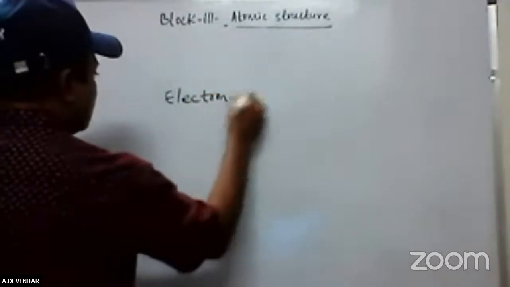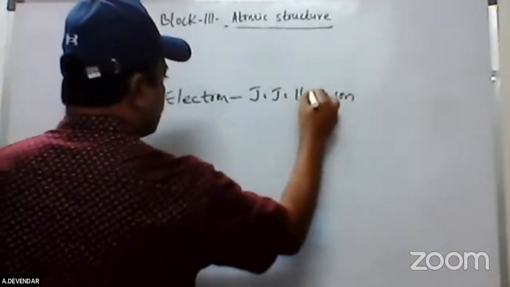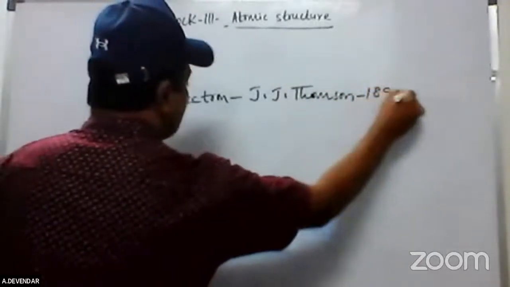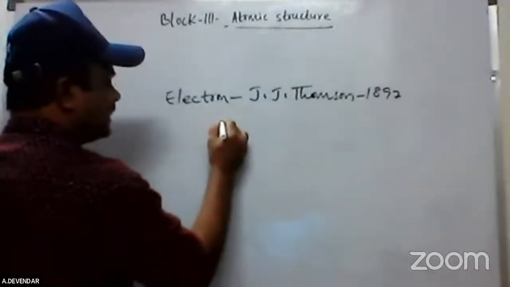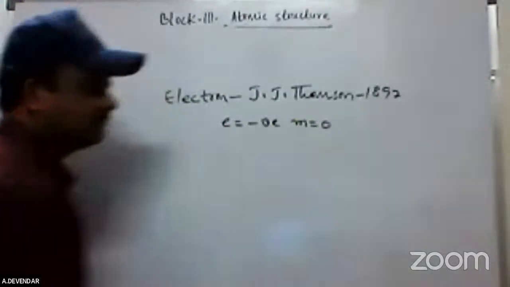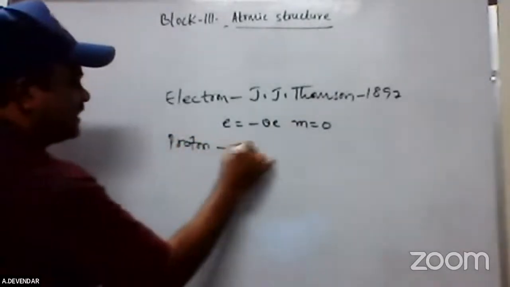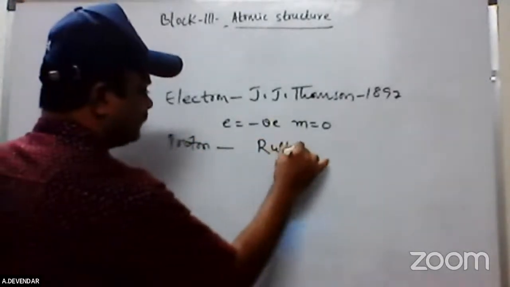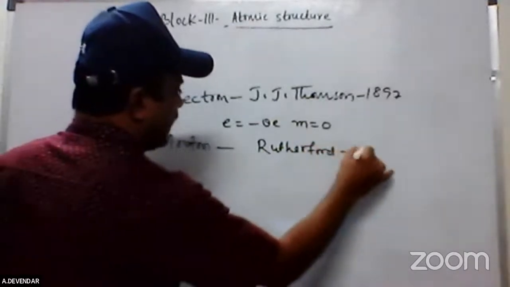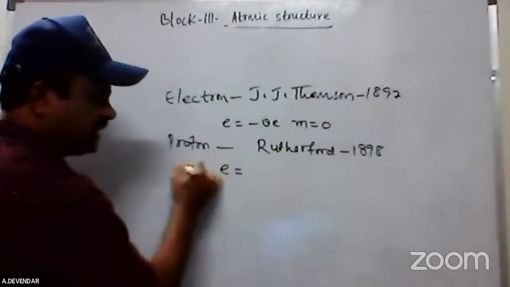So in the examination, if they ask about the electron, it was discovered by J.J. Thomson in 1897, its charge is negative and mass is negligible. Use that wording. The proton was named by Rutherford in 1898, just one year after.